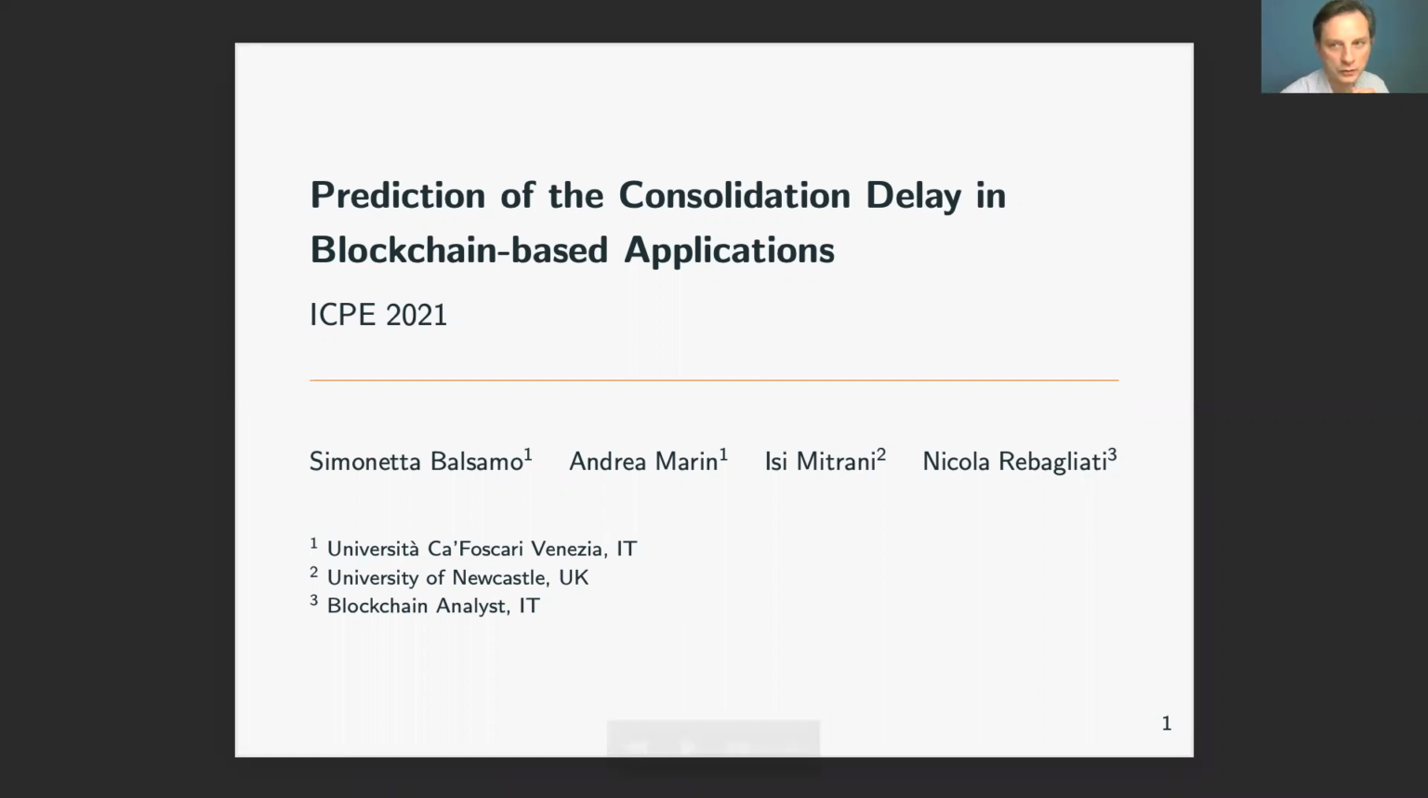Welcome to the presentation of the paper entitled Prediction of the Consolidation Delay in Blockchain-Based Application. I'm Andrea Marin from the University Ca' Foscari of Venice, and this paper is co-authored by Simonetta Balsamo from the same university, Mitrani from the University of Newcastle, and Nicola Rebagliati who is a blockchain analyst.